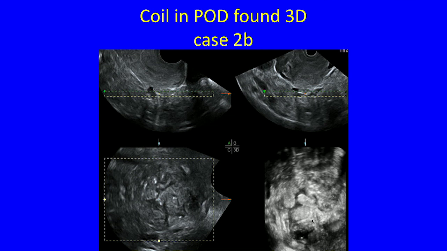One point will always be the same in all planes, so you can work out where you are, and the coil is just there. I don't know if you can see it. But she had a laparoscopy, and I said, it's behind the cervix, and it was exactly where it was.